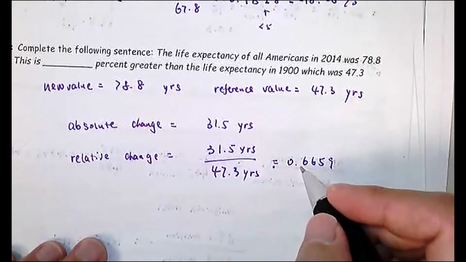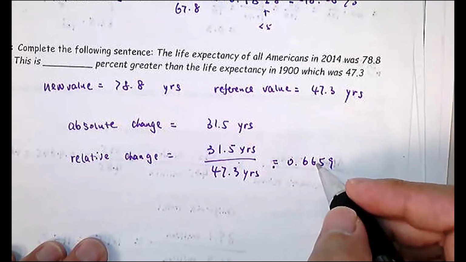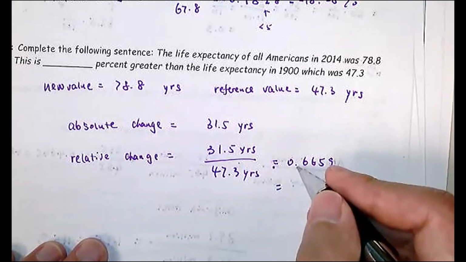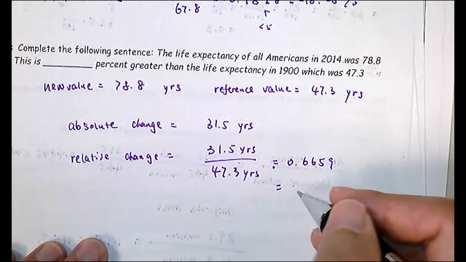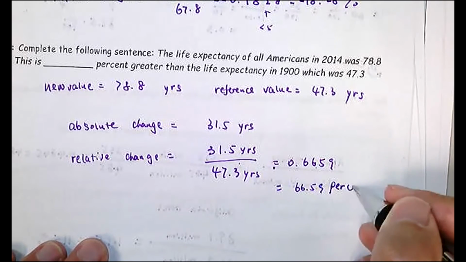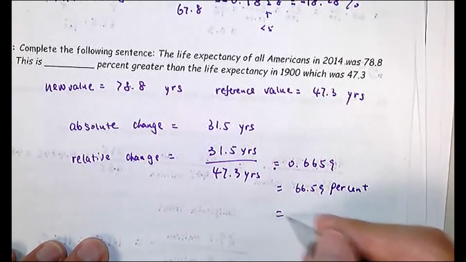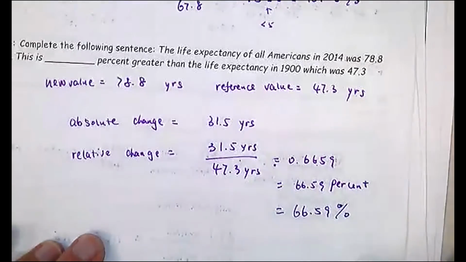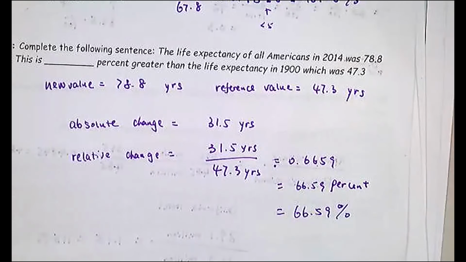And we need to move the decimal 2 places and add a percent sign at the end. So move here, here. So 66.59%. Or you can write 66.59 percent. That's it. Anyone has any question?